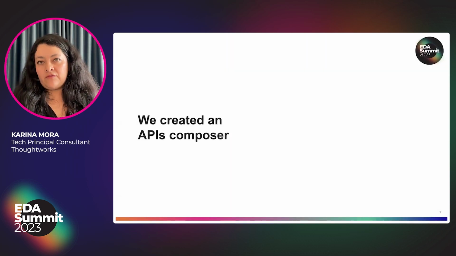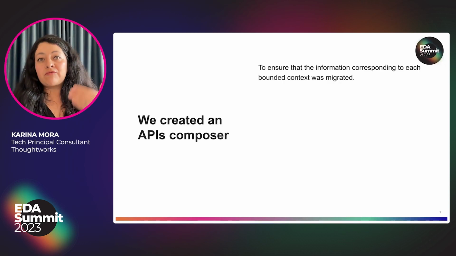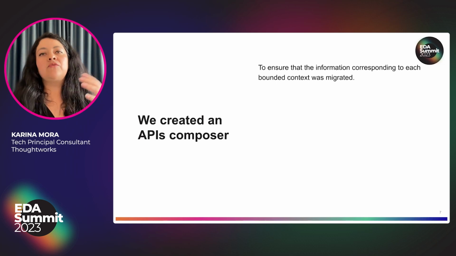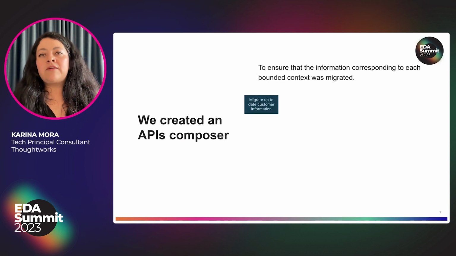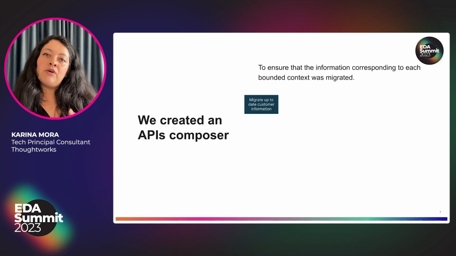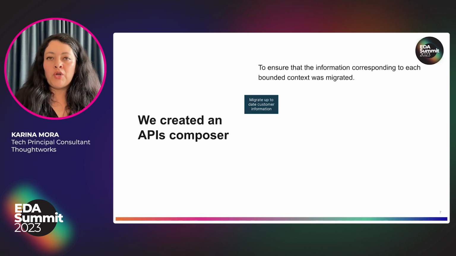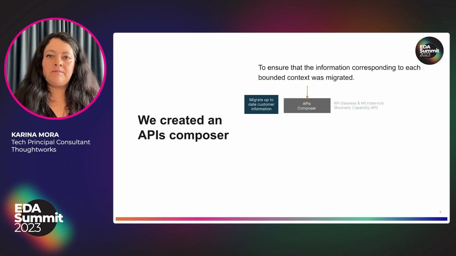Then, for the implementation, we created an API composer while we were refining how this transaction looked. Our intention was to ensure that information was migrated to each bounded context, to each of the resources I showed a couple of slides ago. We wanted to migrate all this customer information that belonged to the old system, which was a monolith with a central database, to this new system based on microservices.